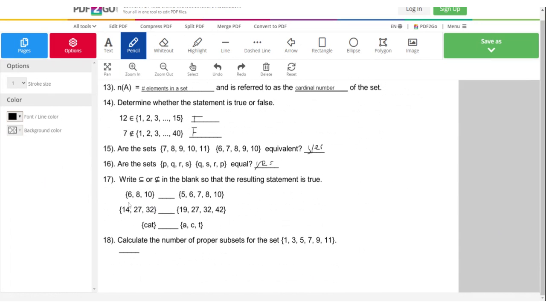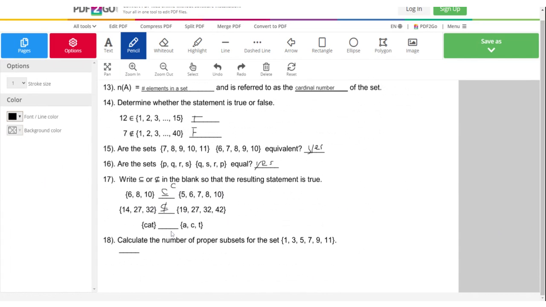So this right here, as long as all these elements are over here, then we can say that it's a subset. And that's true because 6, 8, and 10 are in there. You could also say that it was a proper subset. Either one of those would be true. 14, 27, 32. Nope, because 14 is not over here.